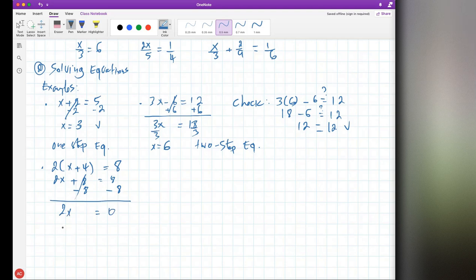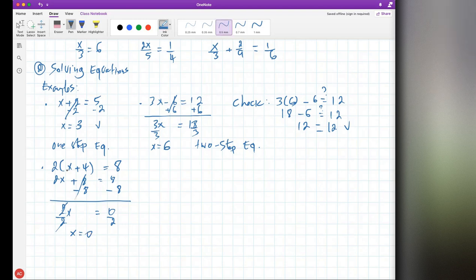2x equals 0. One more step. We're going to divide by 2. That's right. Divide by 2 here, by 2. So the 2's cancel out. Basically, we have a multiplication here. 2x means 2 times x. So the opposite of multiplication is division. The opposite of addition is subtraction. That's why we cancel these. Here, we have a multiplication, so to cancel the 2, we divide by 2. So x is 0.